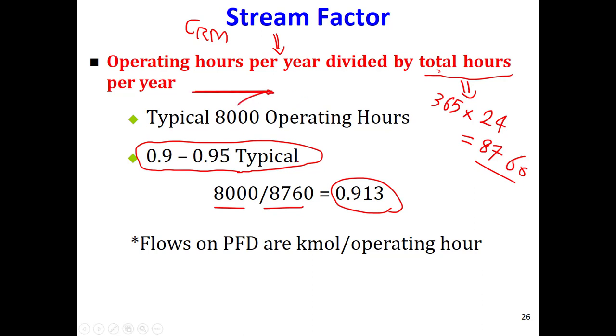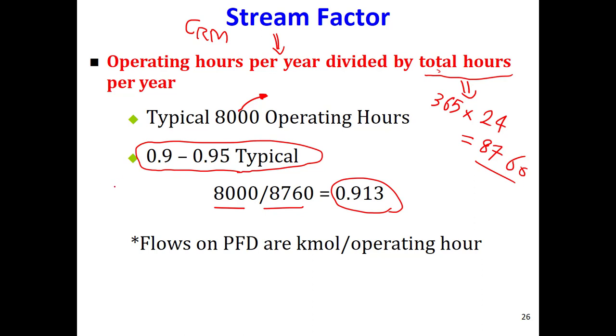Okay, so because sometimes I have emergency shutdowns, sometimes I have maintenance, you know, this is all the days that we consider. Okay, although we have all this working hour, sometimes, as I said, we have shutdown, we have emergency shutdown, we have maintenance that we have to stop the plant. So that's why the operating hours is usually different or smaller than the total hours that we have in a year. Why is this factor important?